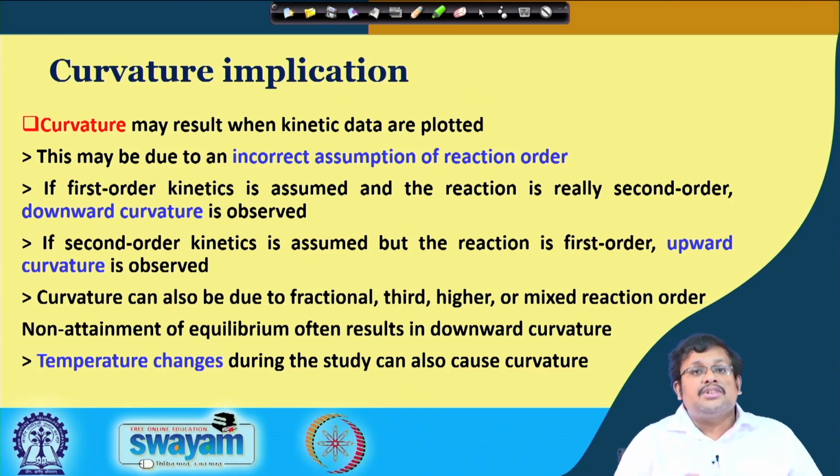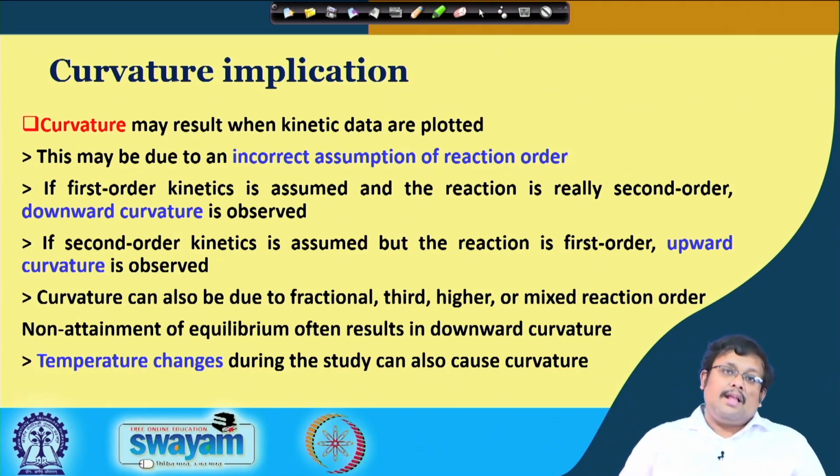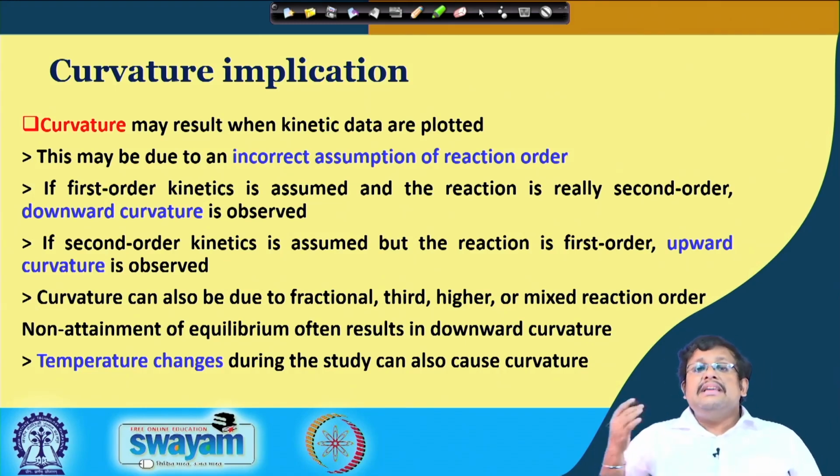For example, if we assume first order kinetics and the reaction is really second order, then you will see a downward curvature. Secondly, if second order kinetics is assumed, but the reaction is really first order, then you will see upward curvature. Curvature can also be due to fractional, third or higher mixed reaction order, and non-attainment of equilibrium often results in downward curvature. Also remember that temperature changes during the study can also cause curvature.